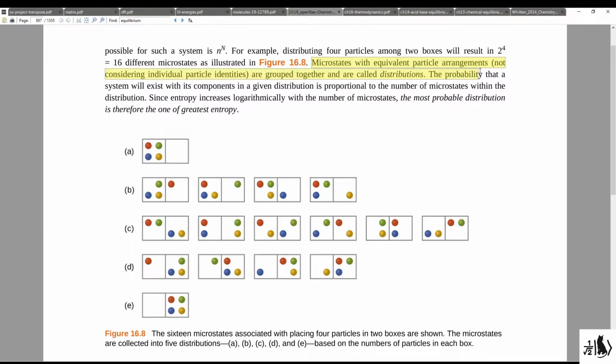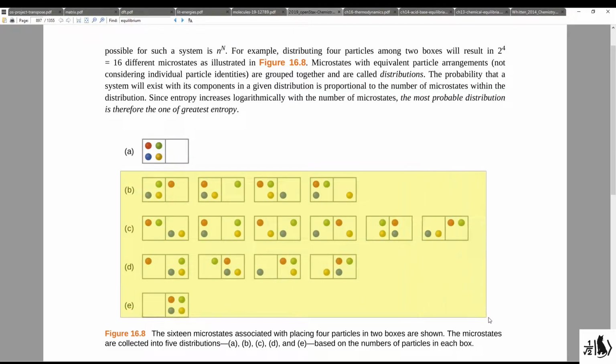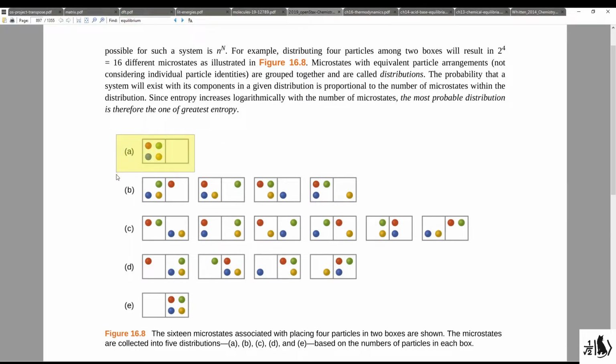Microstates with equivalent particle arrangements, not considering individual particle identities, are grouped together and are called distributions. So if we look down here below, I'll give an example of this. Look at A here in figure 16.8. Here you've got 4 particles in one box and 0 particles in the other box. And if you were to look at all the different combinations of particles and boxes in the statistical representation, you would realize that there is one state that denotes 4 of these particles in one particular box, and the other box being empty. And so it is all by itself over here in A. And if you look at E, this is by itself because the 4 particles are in a different box, and the original box that we were considering that was full is now empty.